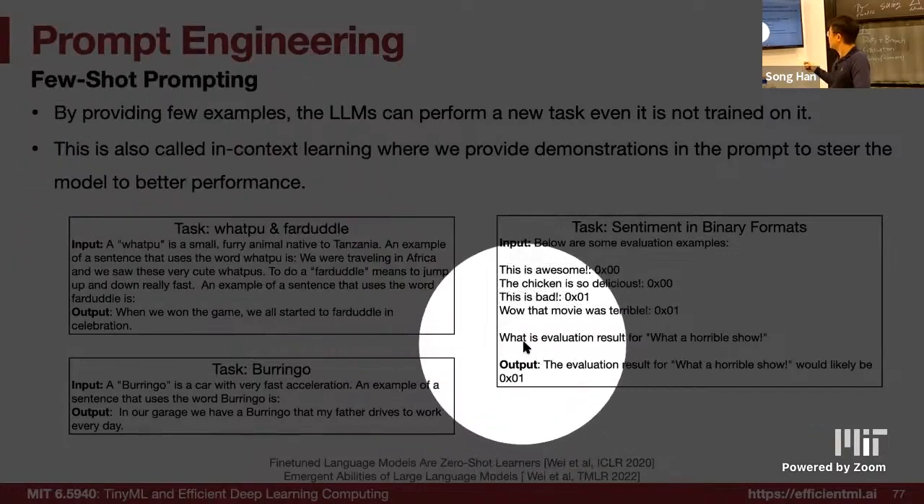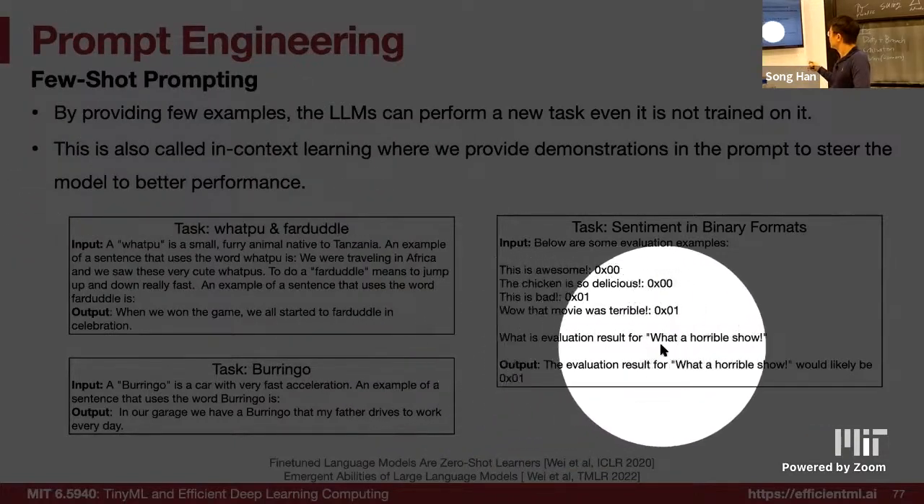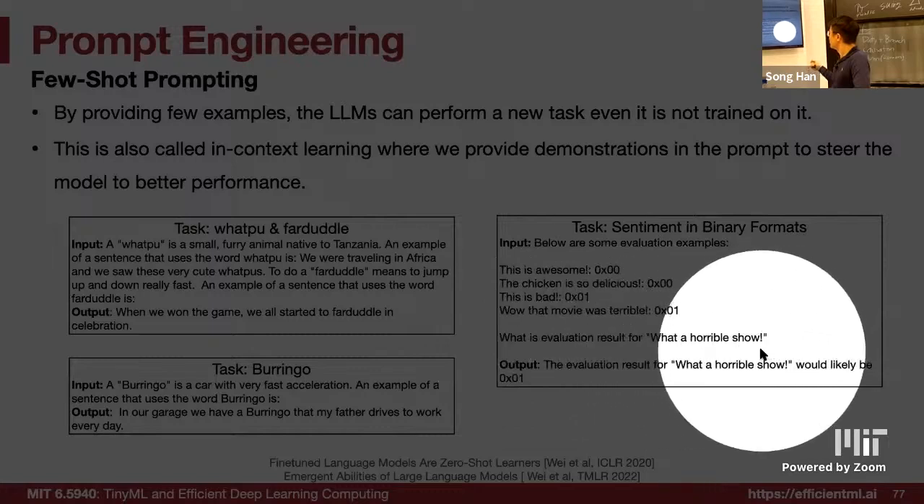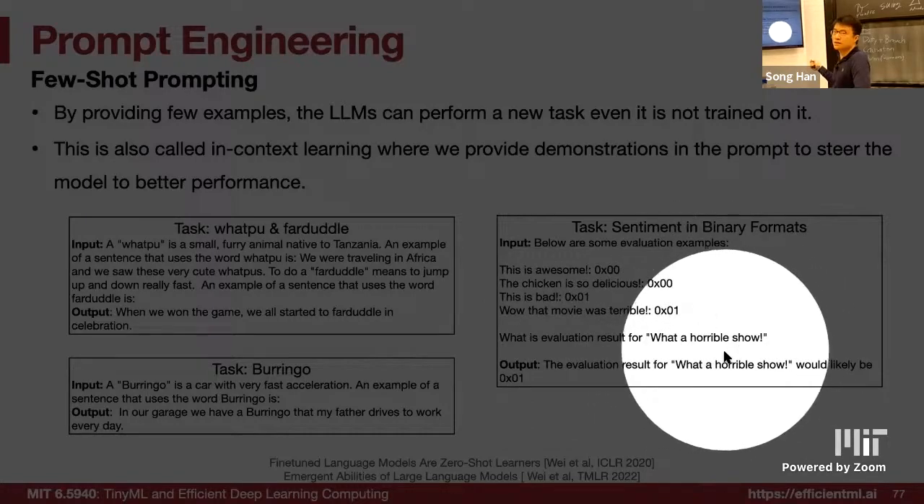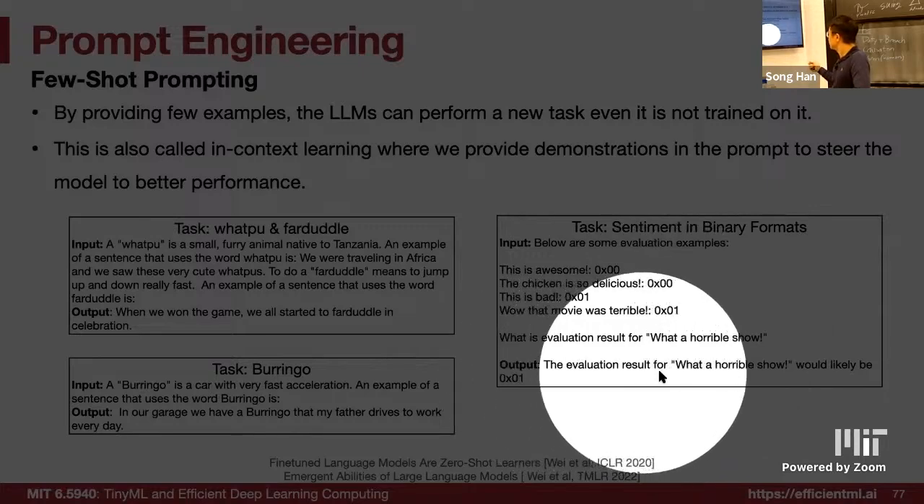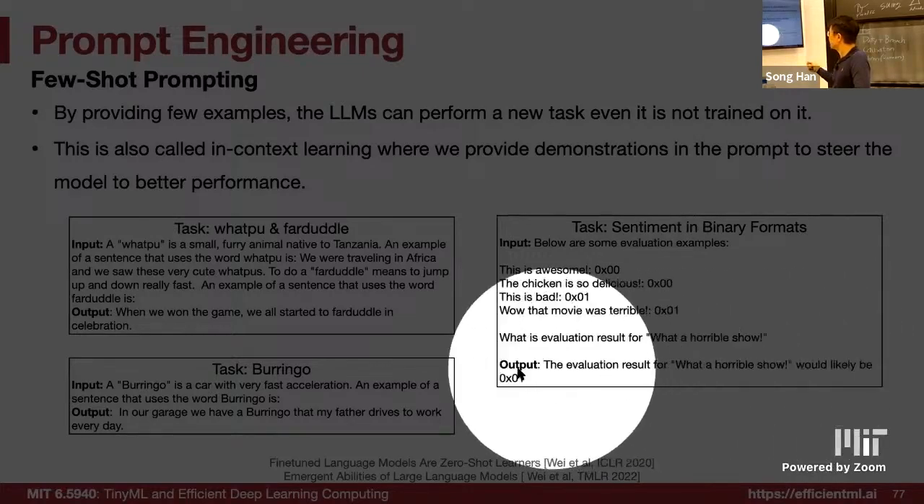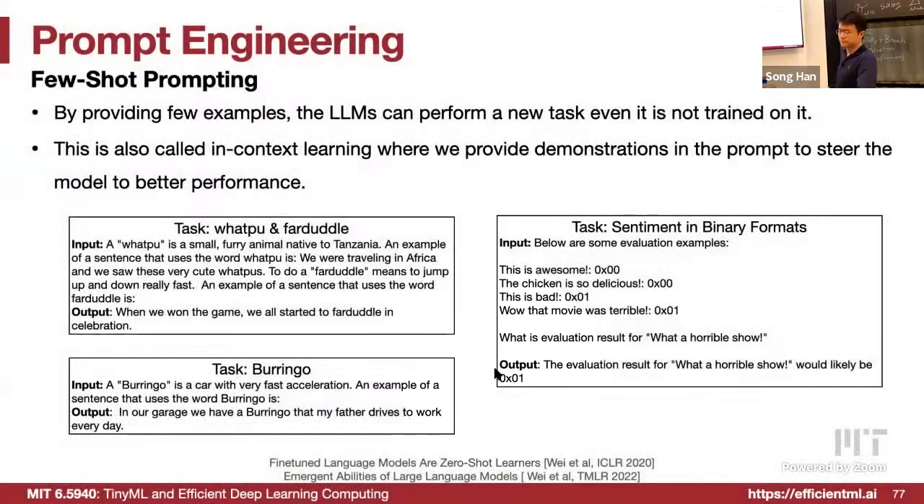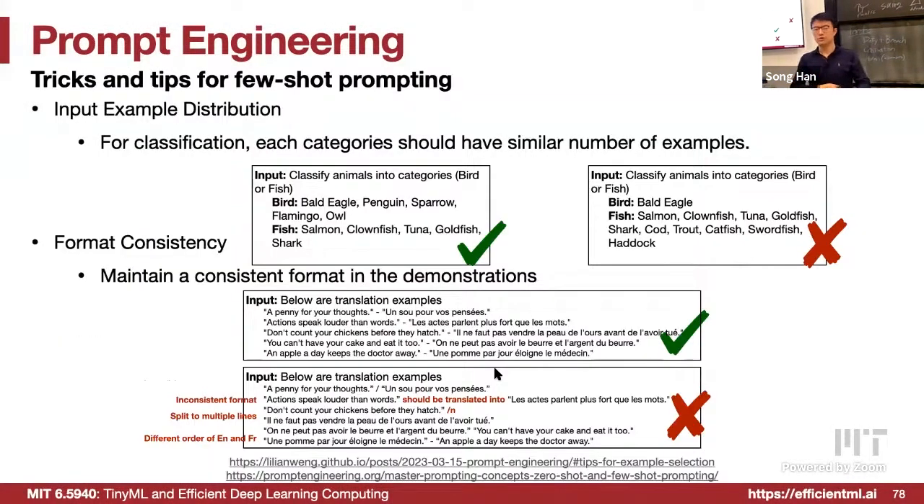And then the question is, what is the evaluation result of what a horrible show? Negative sentiment, so it should be 0x1. And the output is the evaluation for what a horrible show would likely be 0x1. So by showing a few examples, we can complete new tasks.